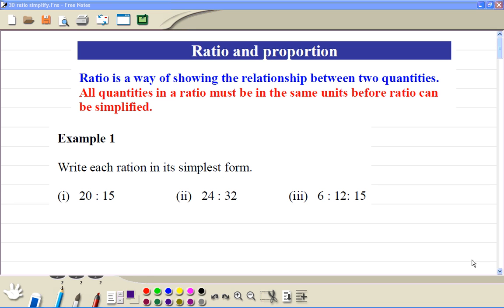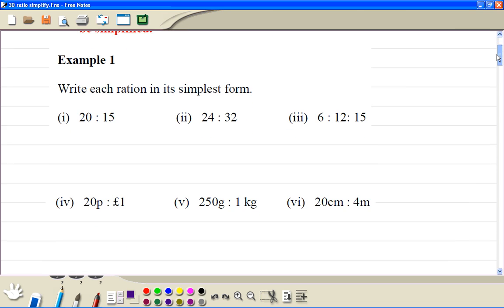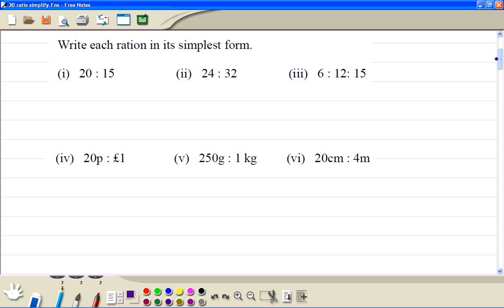Ratio and proportion. Let's do example one. We almost do it like fractions. To simplify this, we're looking for a common factor. Common factor here is 5. So therefore we divide each number by 5, we get 4.